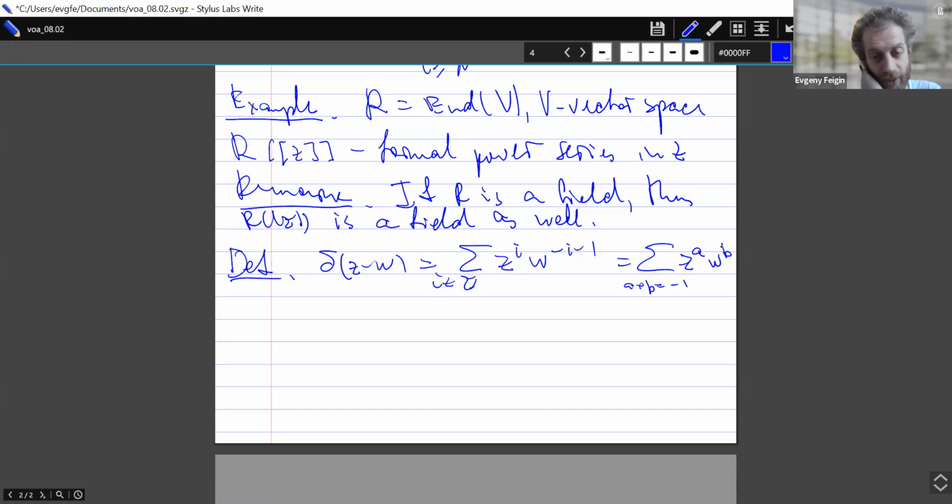And so why do we care? Because of the following important observation. The lemma says that z minus w times delta of z minus w is 0. Can you explain why?